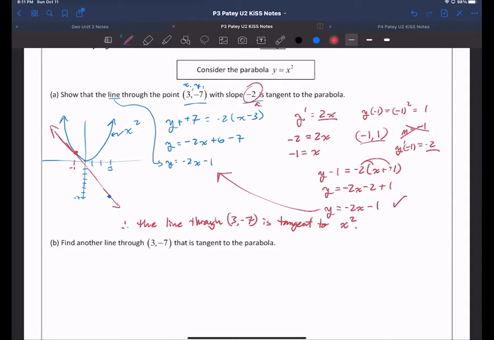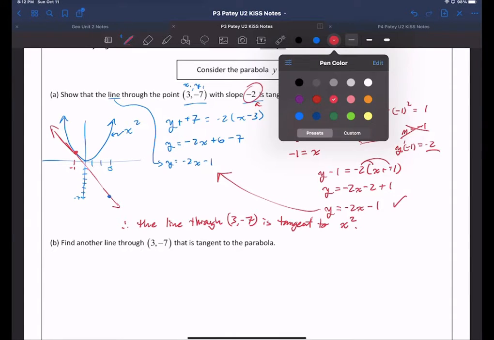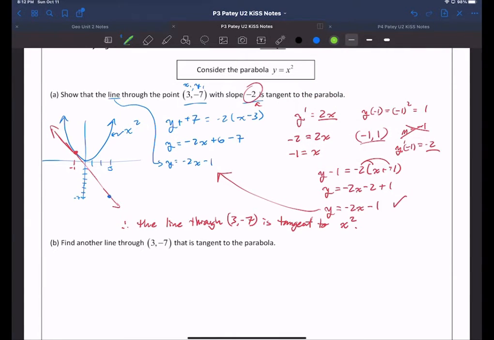Okay, the next thing says, find another line through (3, -7) that is tangent to the parabola. Now, let's think about that for a second. Is there another line that would go through that point that could be tangent to this parabola? Just looking at the picture, it looks like I could draw another line this way that would be tangent to the parabola. Maybe it wouldn't look exactly like that, but it does look like there is another line that exists. So how can we find what this other line is?